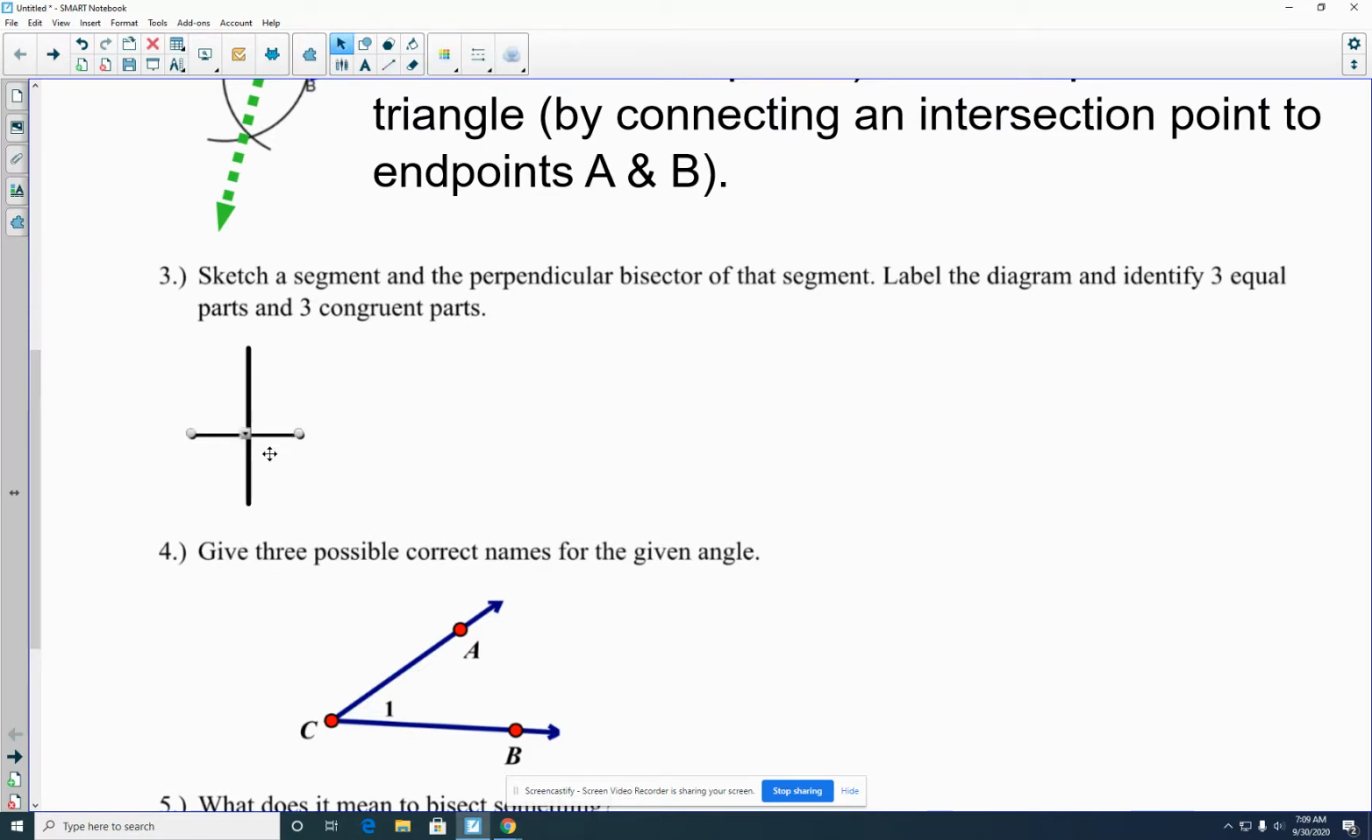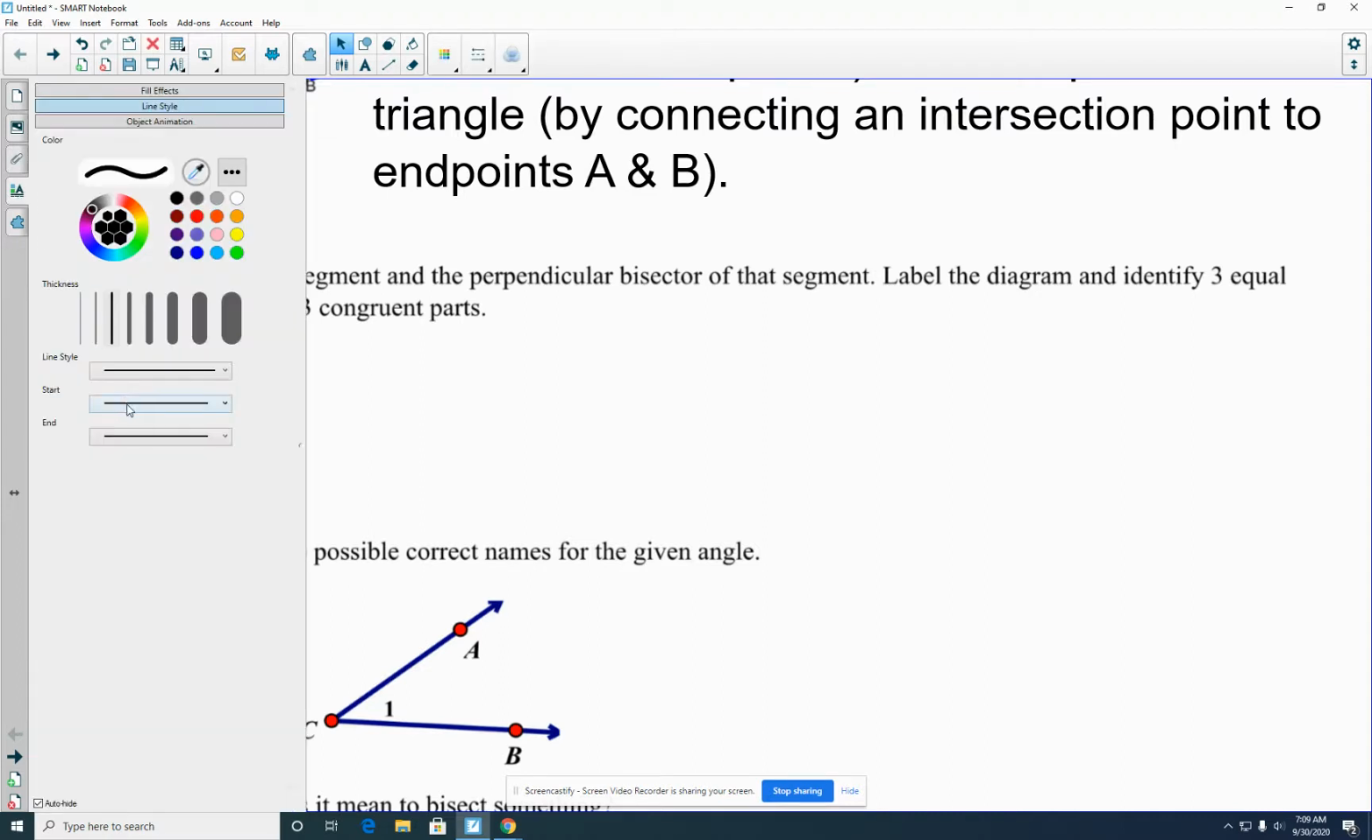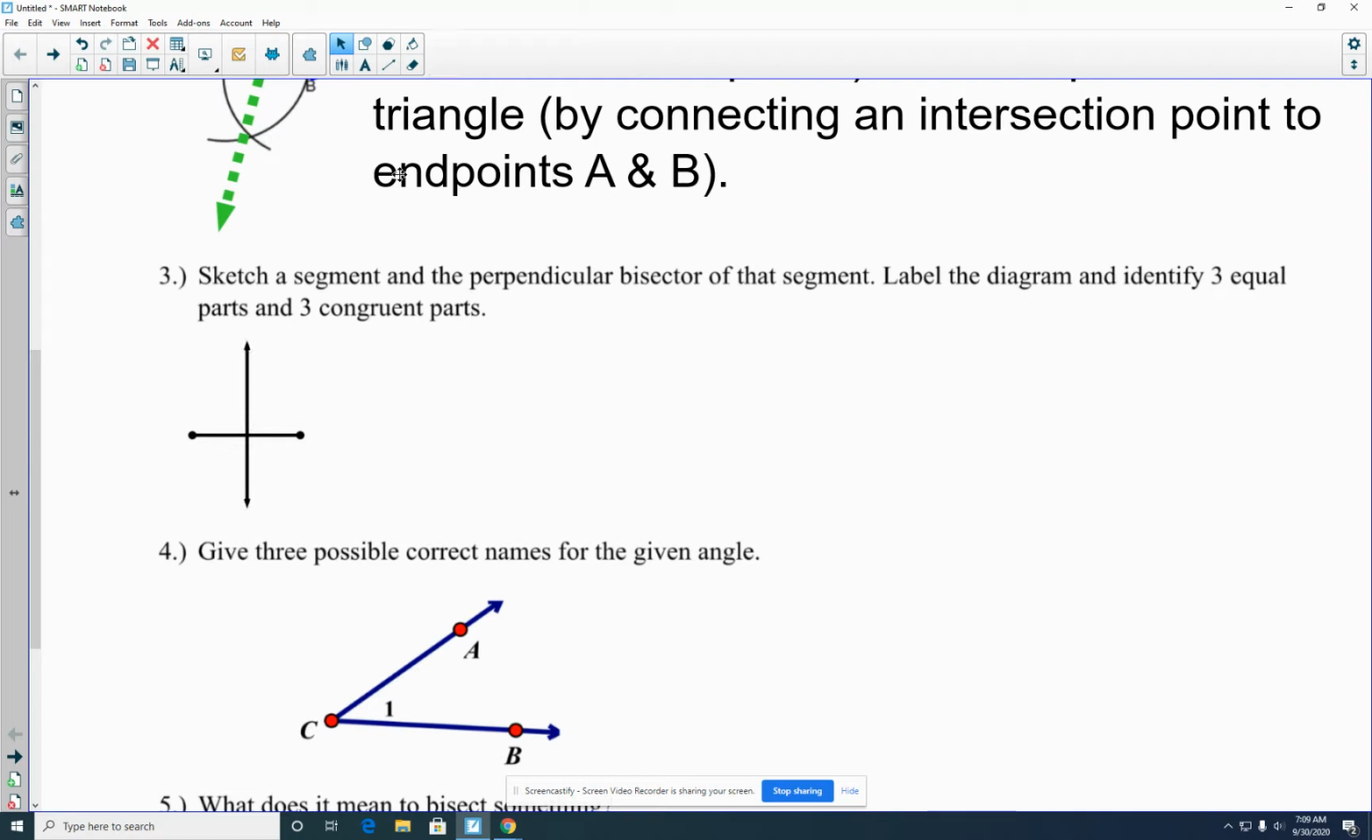Something maybe like this. Excellent. Now remember we talked about the perpendicular bisector and it should have arrows on the ends. It looks something like this. Okay, so that's my sketch. Now it says to label the diagram and identify 3 equal parts and 3 congruent parts. So let's first label the diagram.